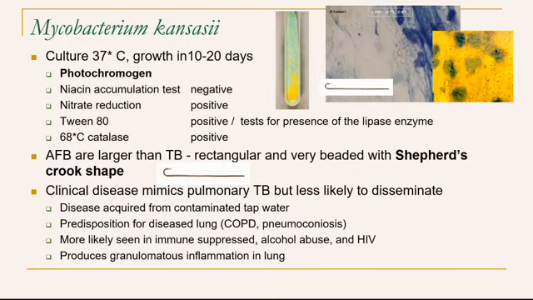The clinical disease for M. kansasii mimics the pulmonary disease of MTB, but it is not going to disseminate out of the lung. It stays confined to a pulmonary disease. The disease is acquired from contaminated tap water. The predisposition is usually for someone that has lung disease already, such as COPD or pneumoconiosis. It's also more likely that you would see it in an immune-suppressed, alcohol abuse patient or someone with HIV. It will produce granulomatous inflammation in the lung.